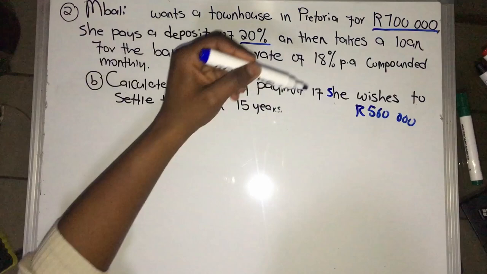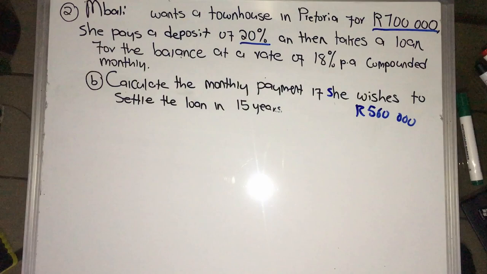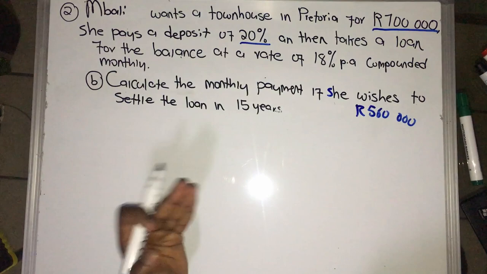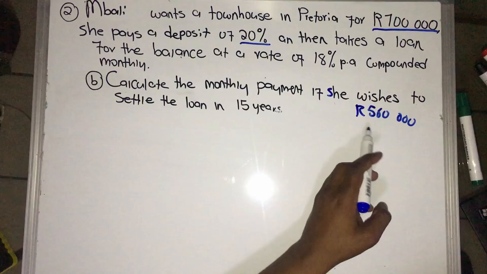Now calculate the monthly payment if she wishes to settle the loan in 15 years. Okay, so we borrow and finance 560,000. We're going to calculate the monthly installment such that at the end of 15 years it will settle this loan of 560,000.